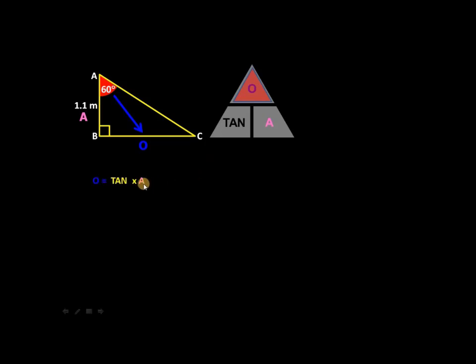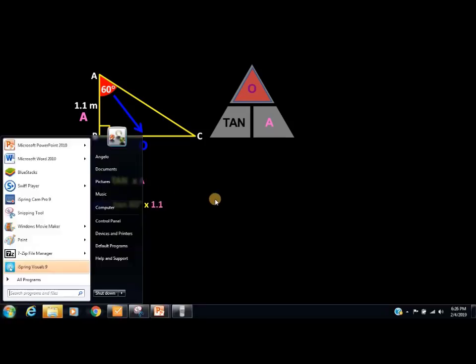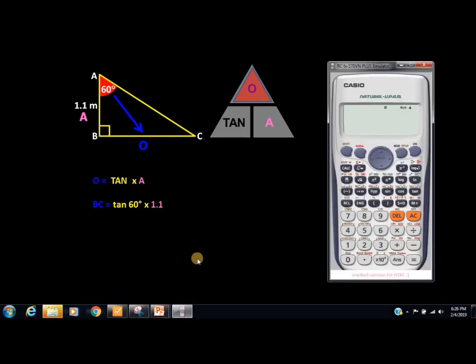Now we replace the numbers in the question. A is 1.1 and the angle must go with tan. We get this. We now use a calculator to finish the question. We need tan 60. Remember to close the bracket and then multiply 1.1 and then equals. Now this answer, we need to change it into decimal, so we'll go SD.